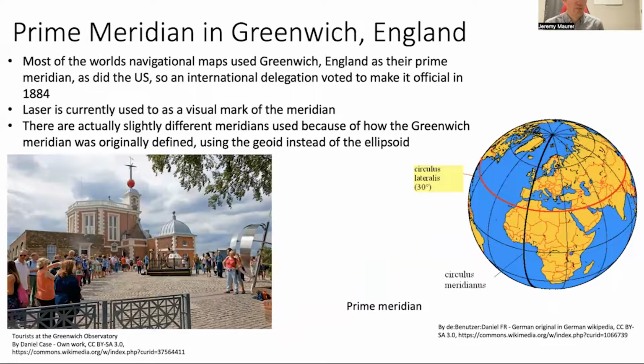Longitude is based off of the prime meridian. One particular coordinate system that we use is the latitude-longitude system. We use the surface of the Earth, or maybe I should say mean sea level of the Earth, as our reference surface, and then latitude and longitude to tell where we are on that surface. Most of the world's navigational maps use Greenwich, England as their prime meridian, and the US did as well. An international delegation voted to make it official in 1884. At that point, most of the European countries and the US were using the Greenwich meridian as the prime meridian, and so now we ended up with that.